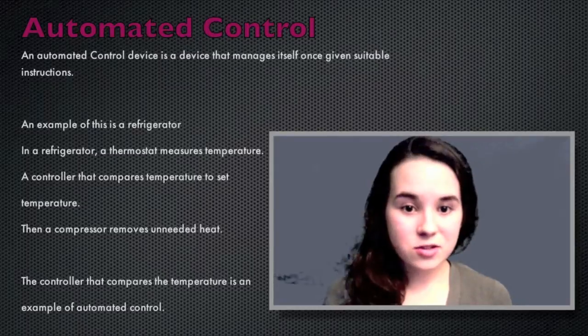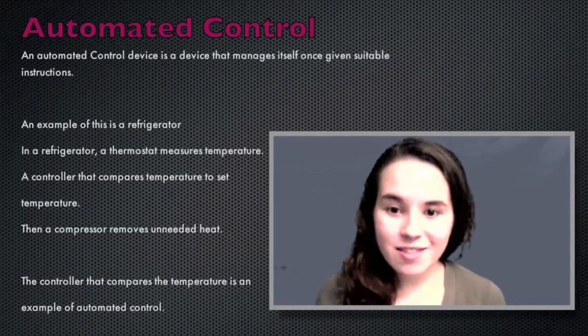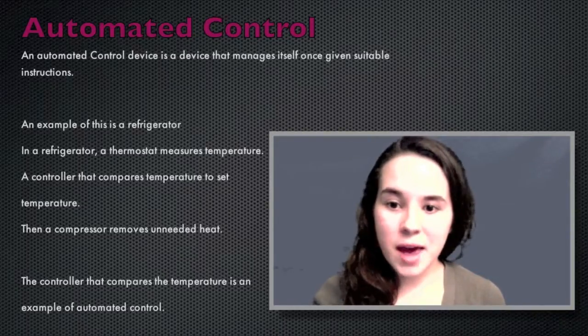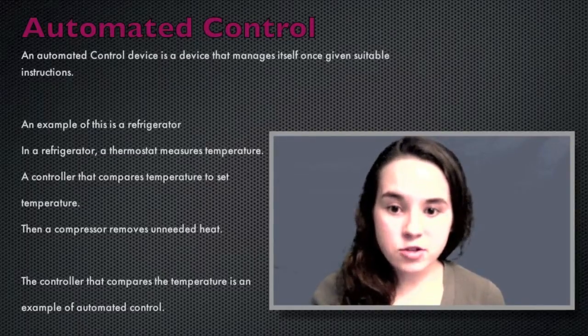An automated control device is a device that manages itself once given suitable instructions. An example of this is a refrigerator. In a refrigerator, a thermostat measures temperature, a control compares the temperature to a set temperature, then a compressor removes all the unneeded heat. The controller that compares the temperature is an example of automated control.